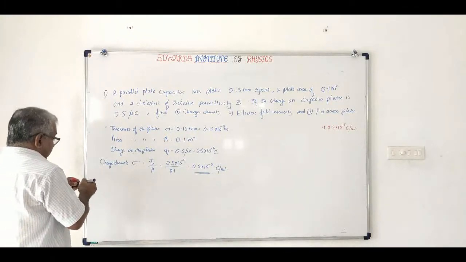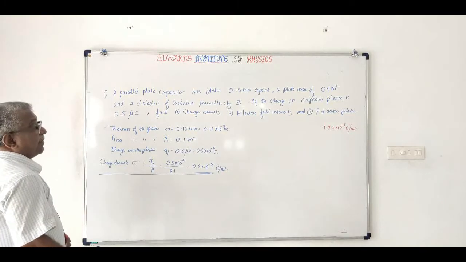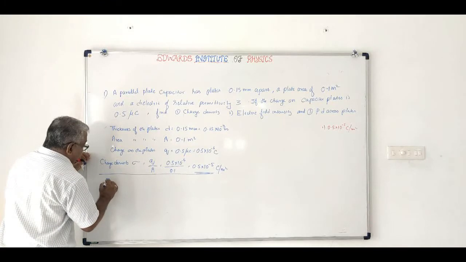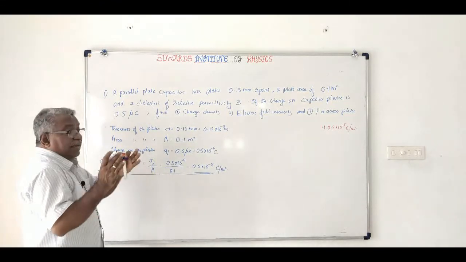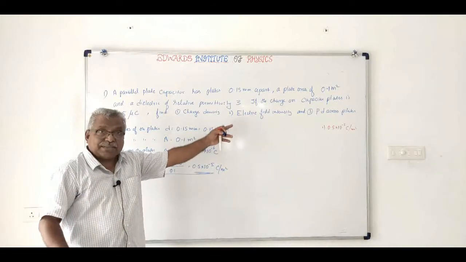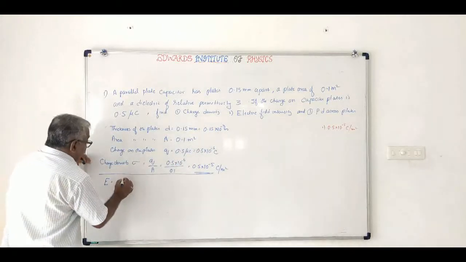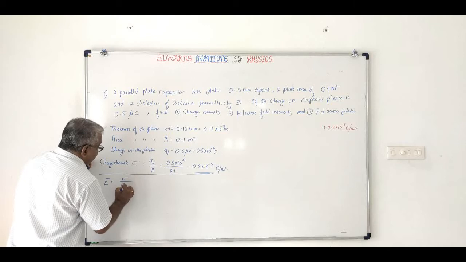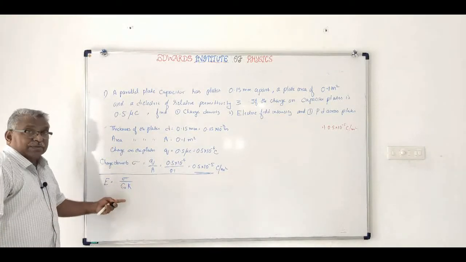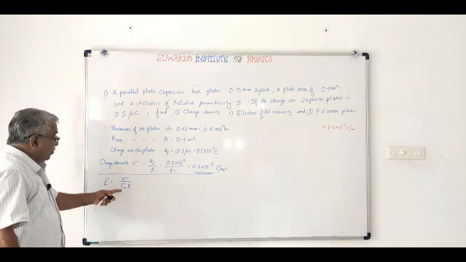Now let us come to the second question. What is the second question? Electric field intensity you have to find out. Electric field intensity E is equal to, what will be the electric field intensity between the two parallel plates? You can do it by finding capacitance also, but I am doing an easy method. E is equal to sigma by epsilon 0 K. If it is vacuum, it was sigma by epsilon 0. If it is dielectric, it is epsilon 0 K.